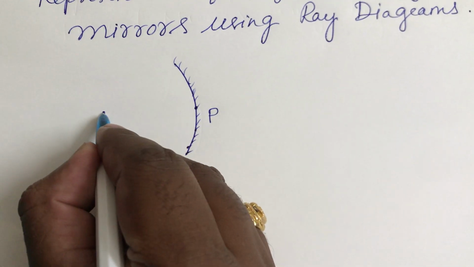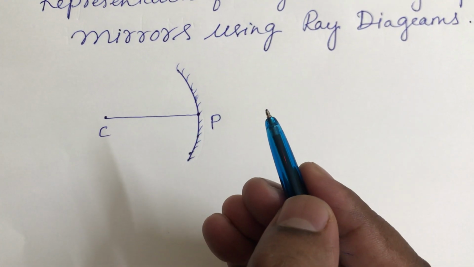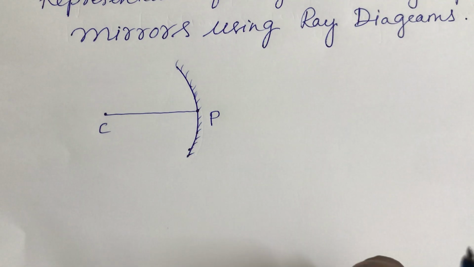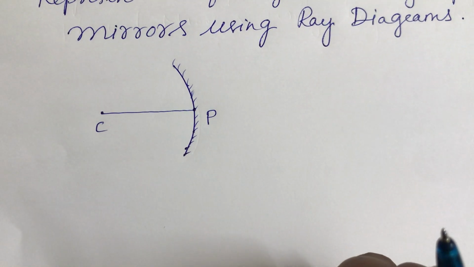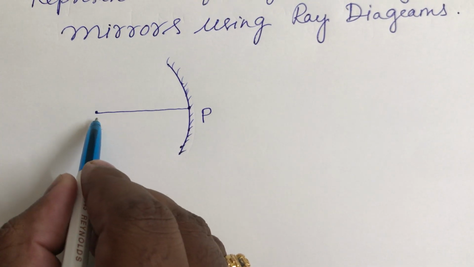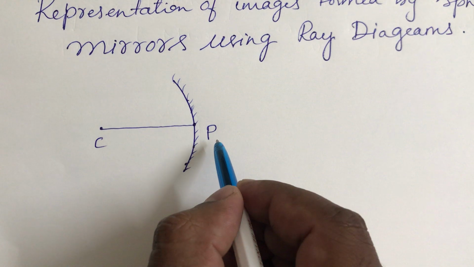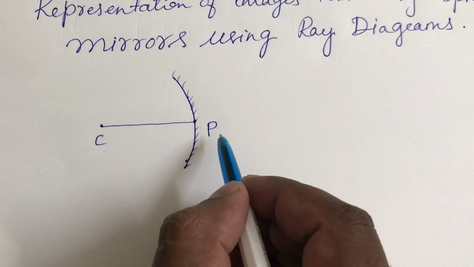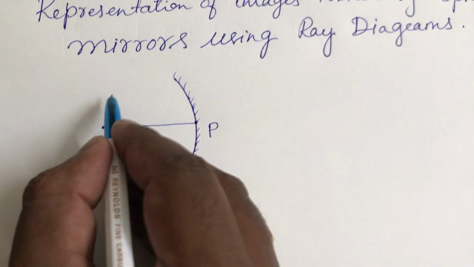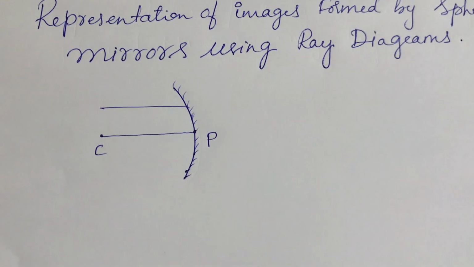I'll draw the line which joins C and P. We will call it the radius of curvature. Also, the line which joins the center of curvature C and the pole of the mirror will be considered as the principal axis. Now just imagine light is coming and hitting the mirror here.